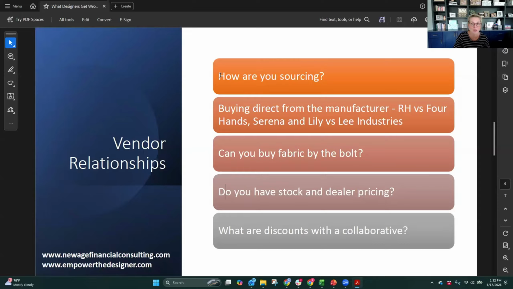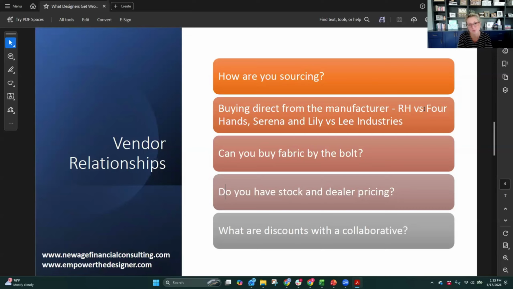But how are you sourcing? Are you buying from Restoration Hardware, or are you buying from Four Hands? Are you reevaluating your Four Hands volume on an annual basis and going back to them to say, hey, I'm at this cap or I'm at this number? What are your discount brackets? Do you have any visibility into that? Can you ask your rep? If your rep isn't helpful, can you ask the manager of the rep?